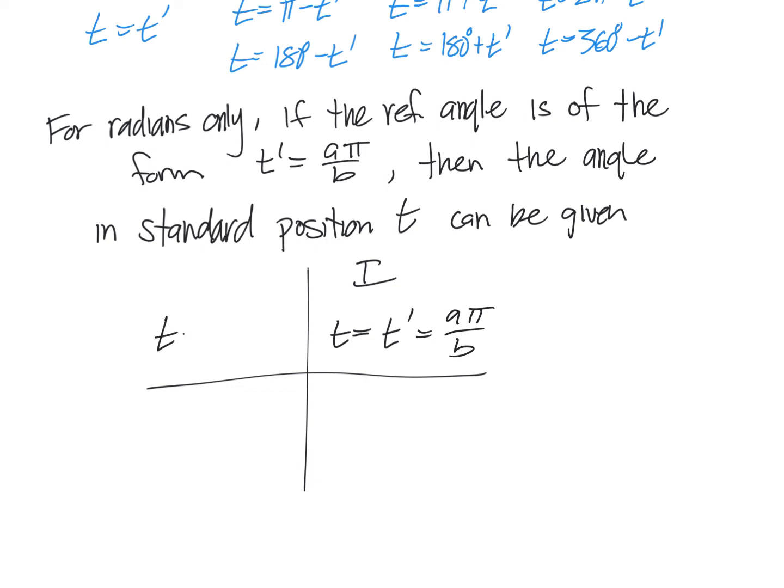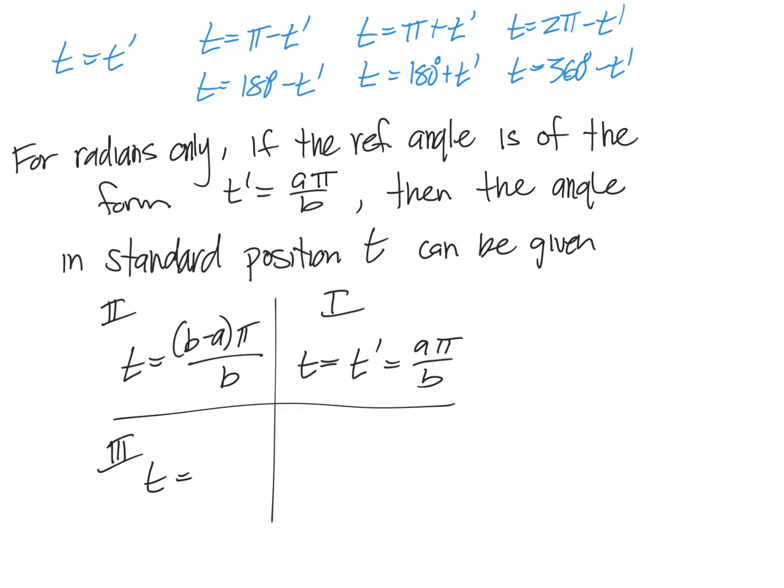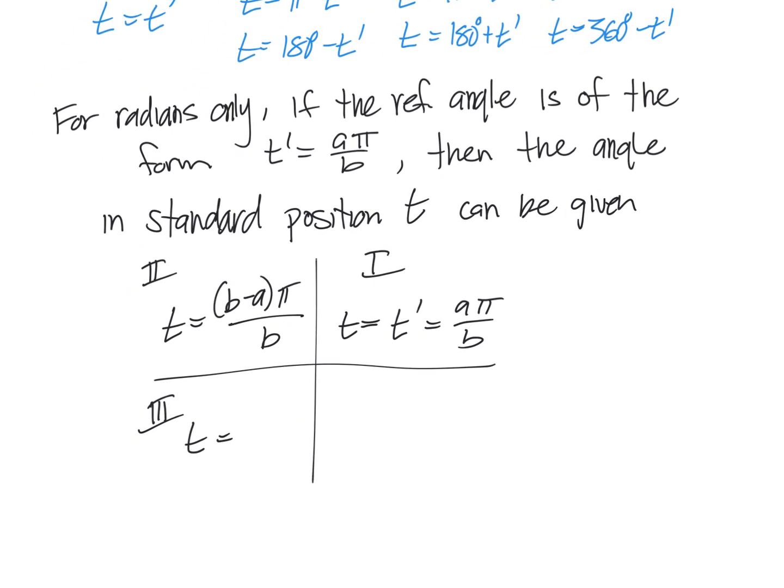In quadrant 2, you take your denominator minus your numerator, b minus a, pi over b. So quadrant 2, we're there. Quadrant 3, you add your denominator plus your numerator, and that's going to be b plus a pi over b. And then in quadrant 4, we get that we're twice the denominator minus the numerator times pi over b.